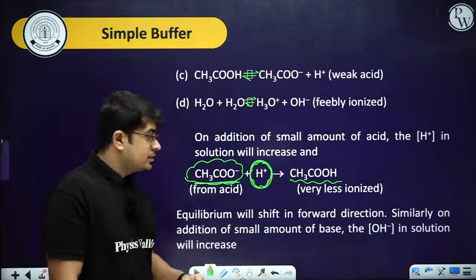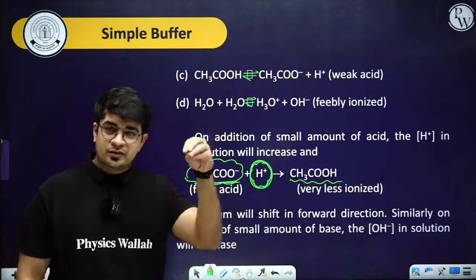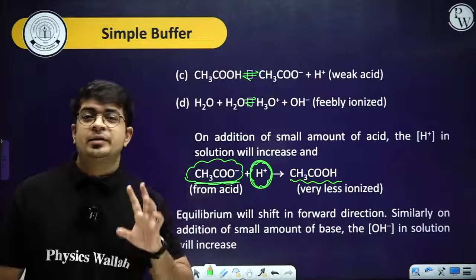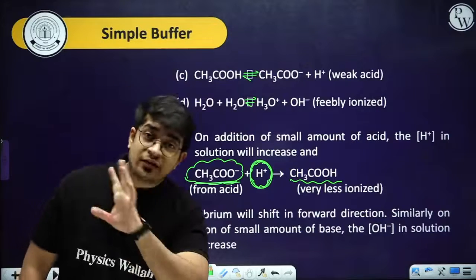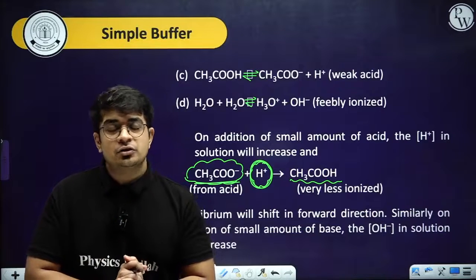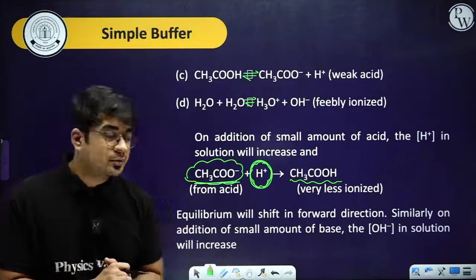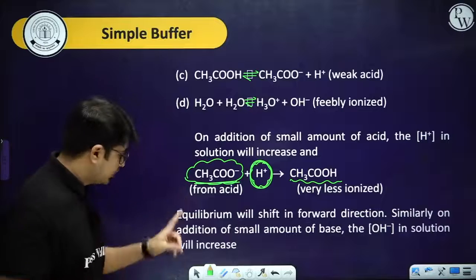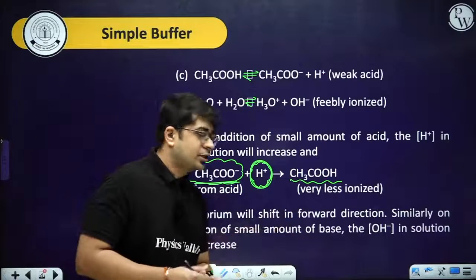Now in this case you can say that whatever H positive I'm adding is going to be compensated by CH3COO negative, so it's not available for the pH calculation, it's not free for the pH calculation, so the pH change is not going to occur that much. Okay, I hope this part is clear. So in this case the equilibrium will shift in the forward direction.